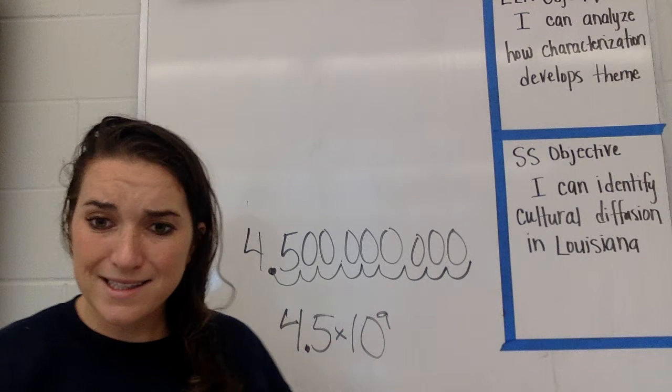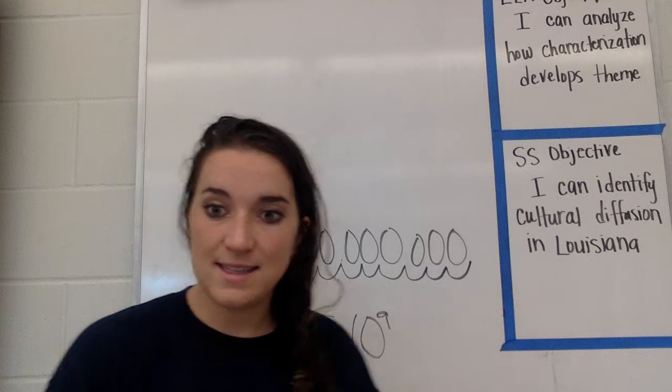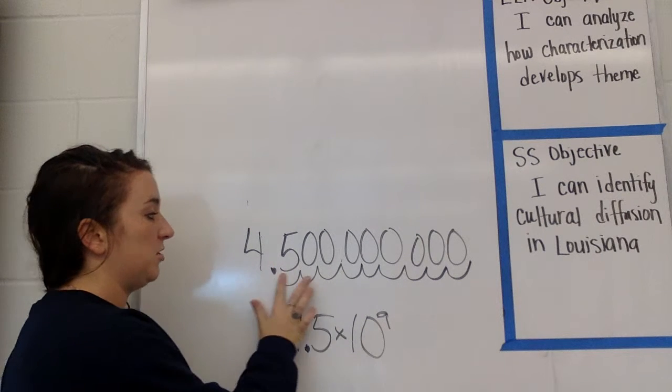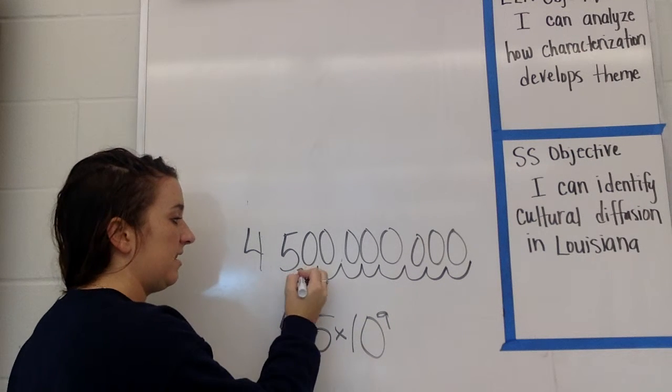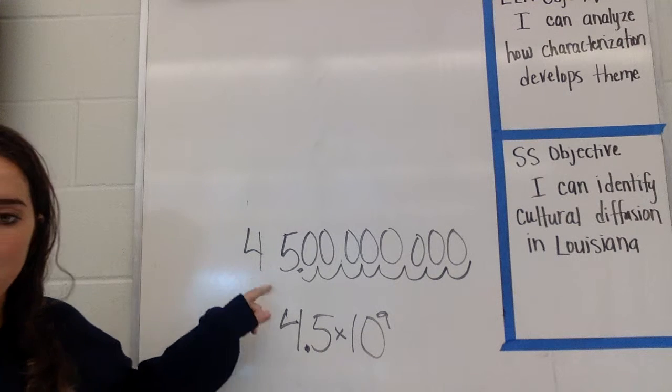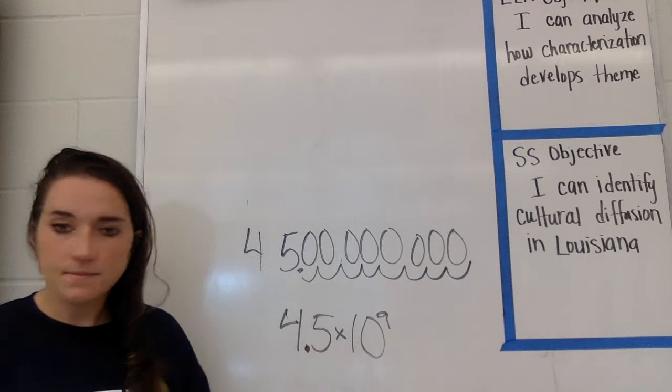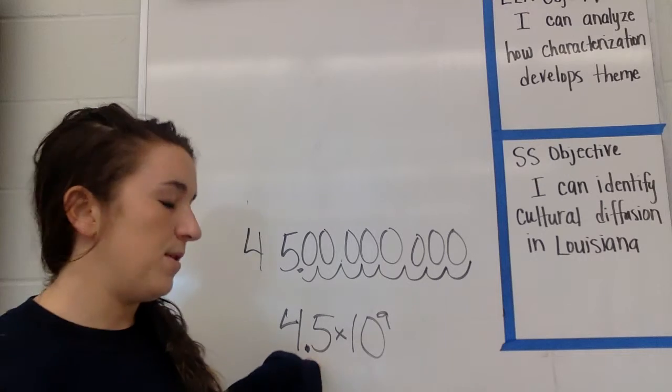In Princeton, what I saw a lot was two things. Some people were putting the decimal here instead, so that your front number was 45. What's wrong with that? Right, that's too big. Your front number needs to be between 1 and 9.